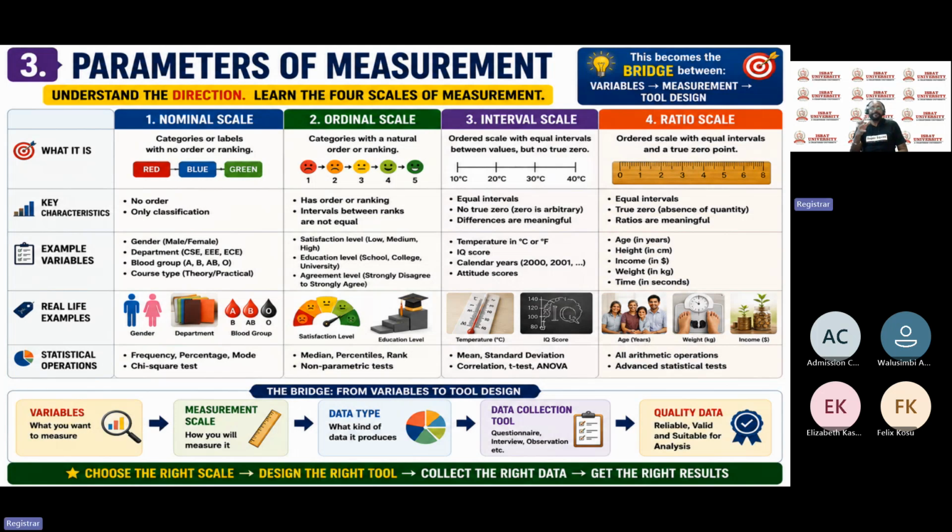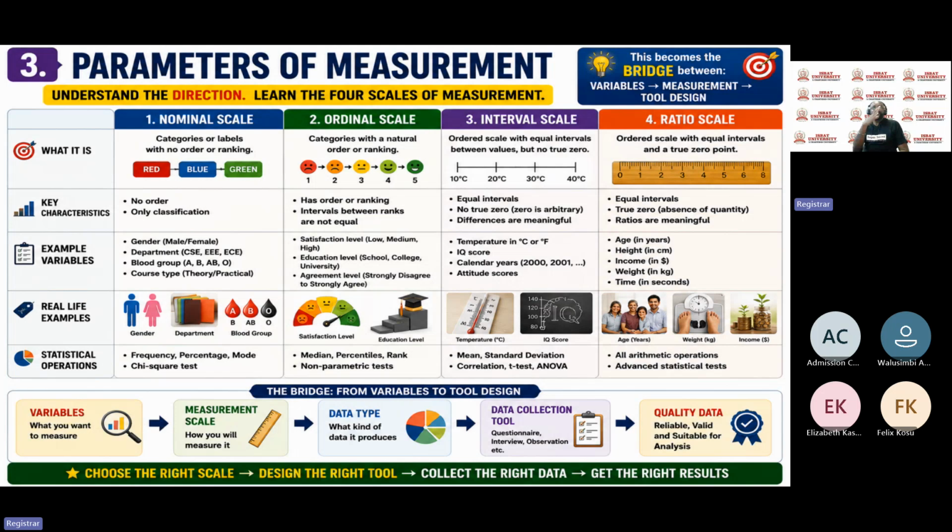So what are the basic statistical operations we do on this one? We can get frequency, percentage, mode, chi-square test, such kind of statistical operations. This will be a good insight for you on how we will work with data types that come in nominal scale.